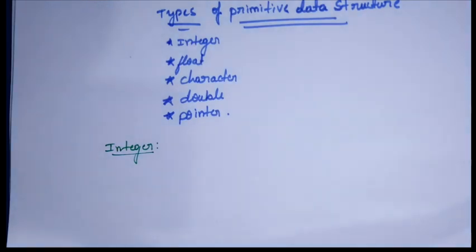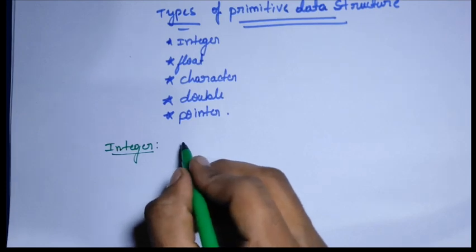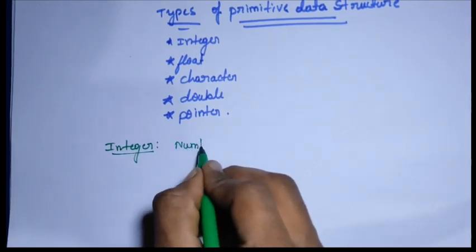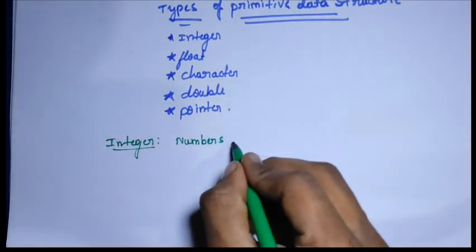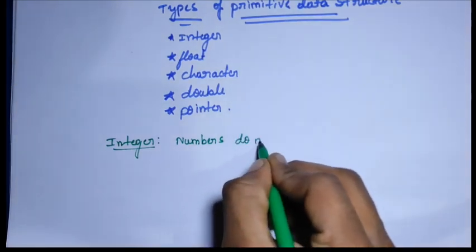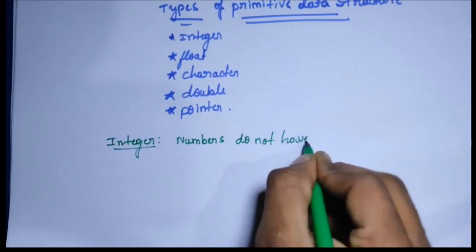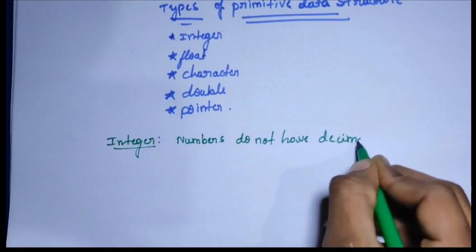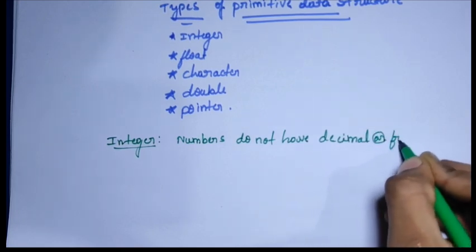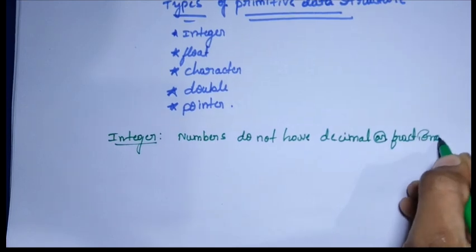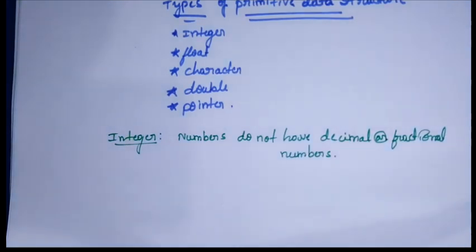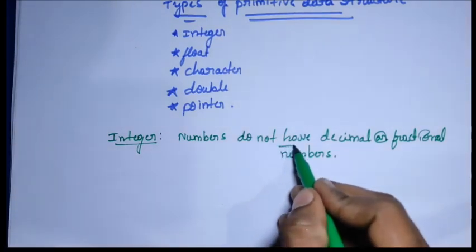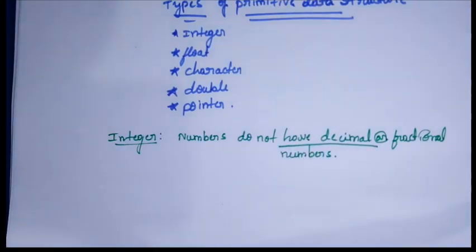What is the integer data type? It is used to store numbers. What is the condition? The numbers do not have decimal or fractional parts. Basically the integer data type is used to store numbers, and the condition is that it does not contain any decimal or fractional numbers.